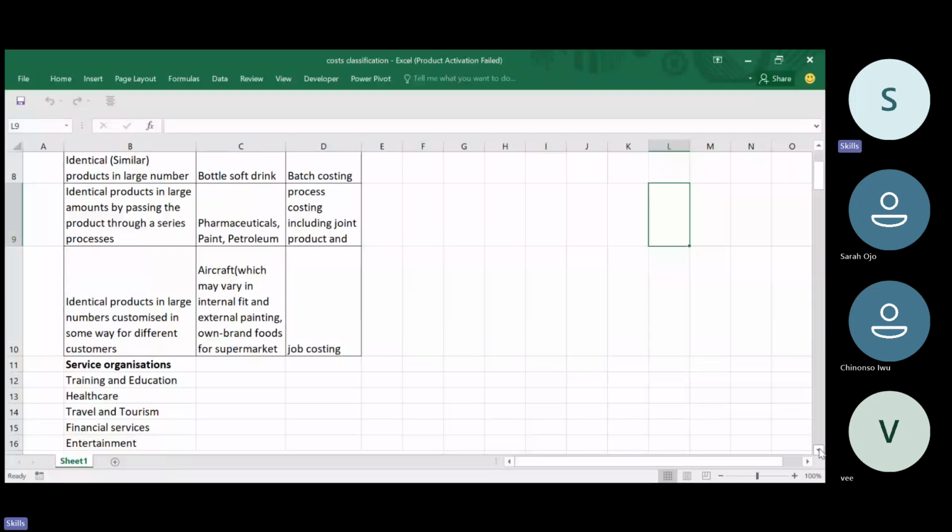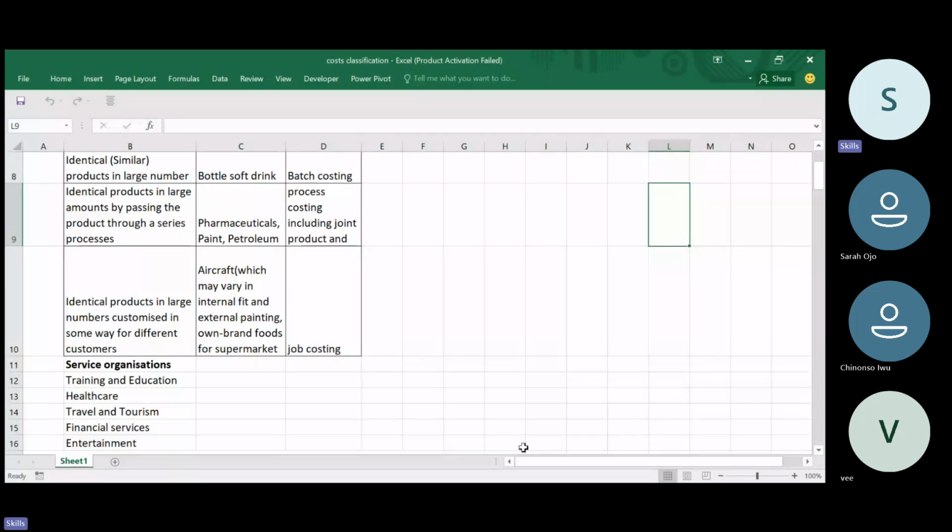If you also have your own brand food for supermarket, producing food that is branded, your own brand, and you're producing it for supermarket. So the type of costing that is adopted here is job costing.